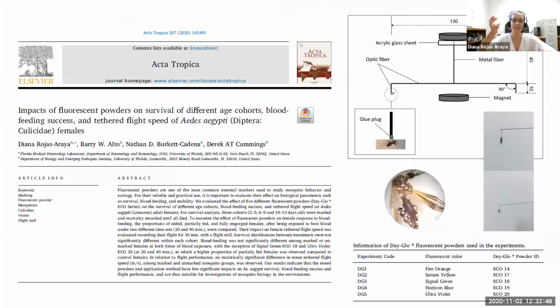So the next 3 experiments are summarizing this one. In these experiments, what we tested was using all 5 different colors of Day Glow Eco Series powders. We tested the effect of those powders on survival, but this time, instead of using only females of one age, we used 3 cohorts or 3 age groups. We also tested their effect on blood feeding success and on their flight speed using a flight mill.